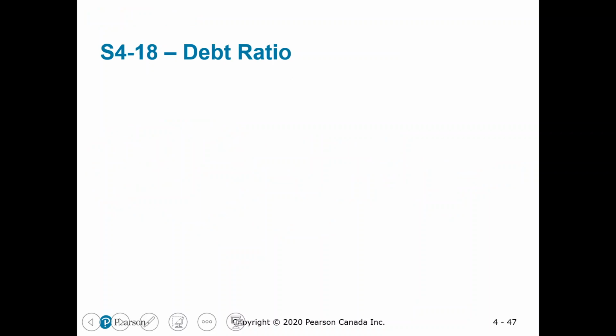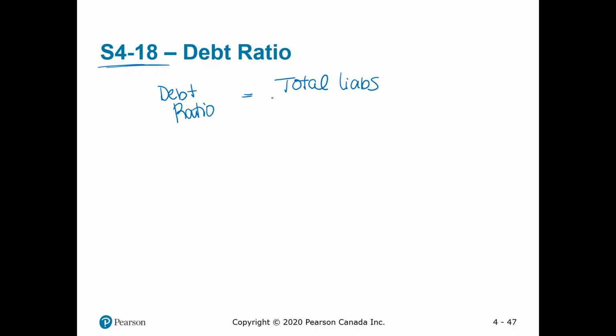Okay, so that was a really quick example. Now let's look at a company that has more going on. So we'll go back to S4-18. And the debt ratio for this company, again, we're looking at total liabilities, and we divide that by total assets.